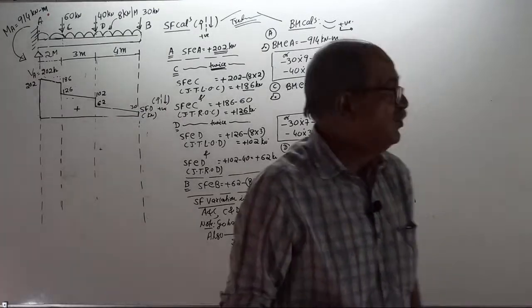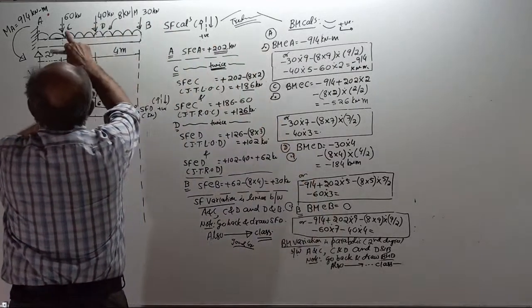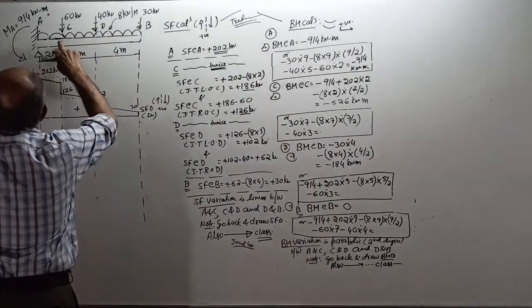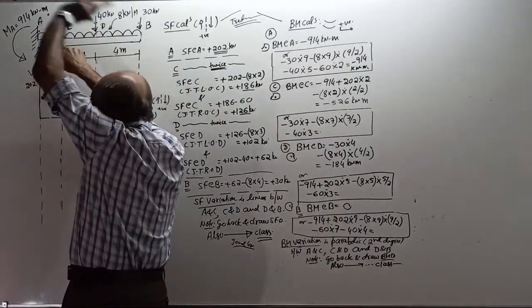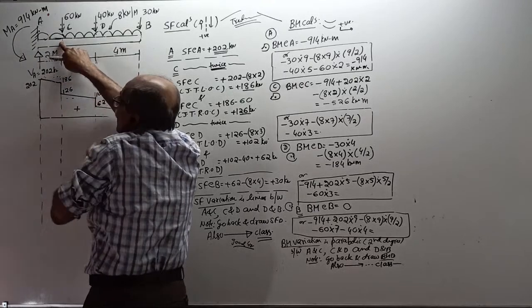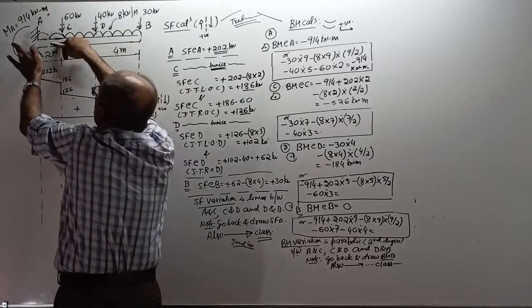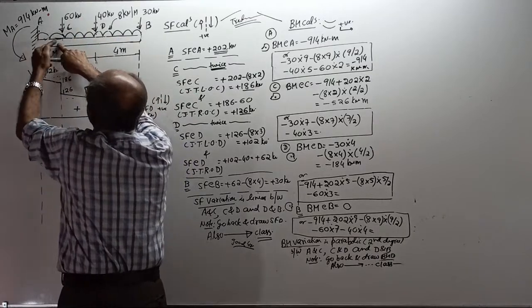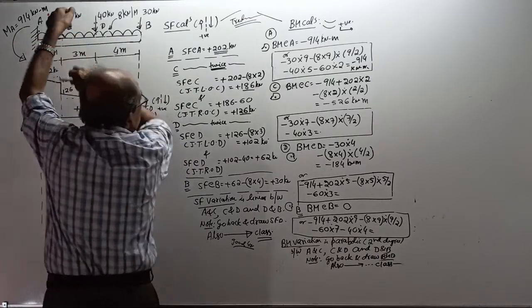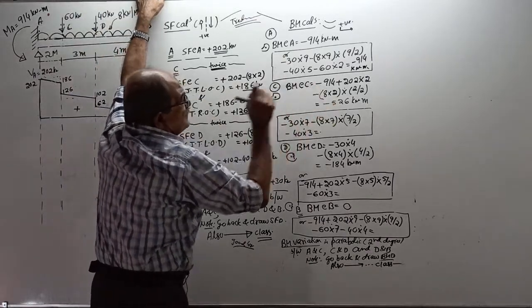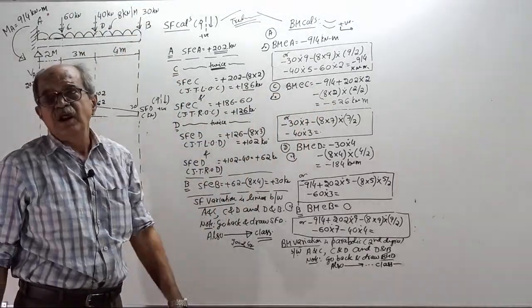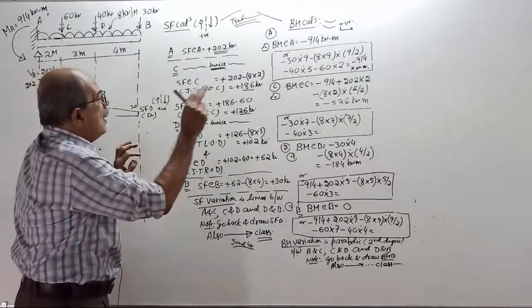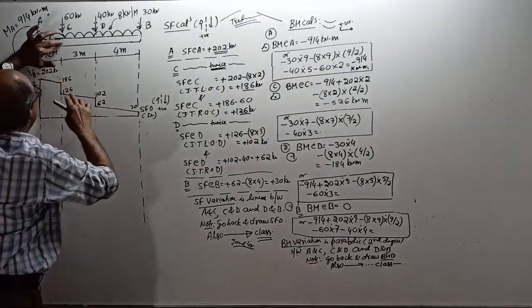Okay. Now, come to see. Look this side. Bending moment. Minus 914 plus 202 into 2 minus 8 into 2 into 2 by 2. I got minus 526 kilonewton meter. Over.